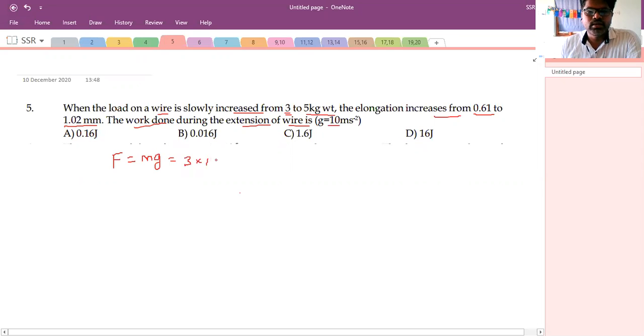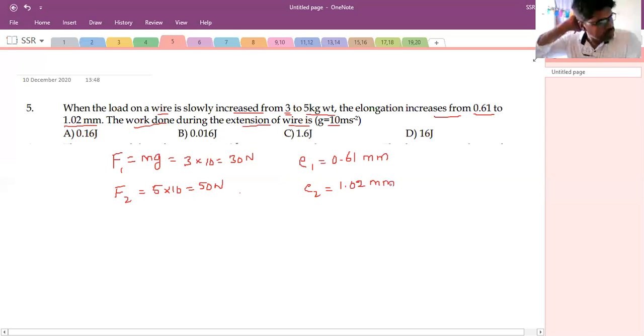Then 3 into 10 is 30 newtons. That is the initial force F1. Then the final force F2 is 5 kg weight, 5 into 10, 50 newtons. Applied force increases from 30 newtons to 50 newtons, and the elongation delta L or E increases from E1 equal to 0.61 millimeter to E2 final, 1.02 millimeter.